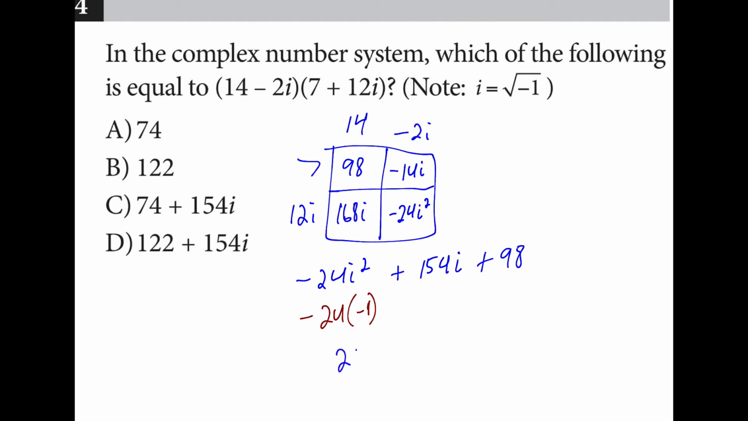So that part turns out to be a positive 24. So if we add that to 98, we get 122, and we still have 154i.